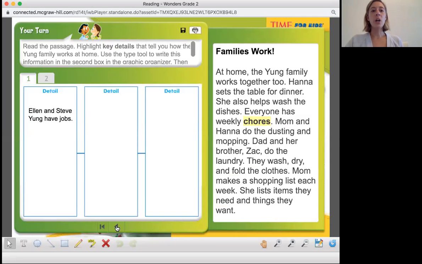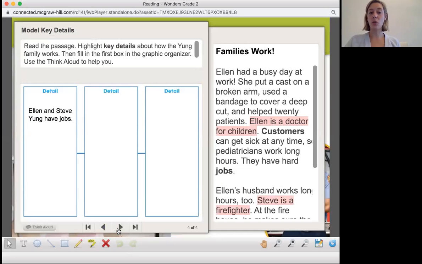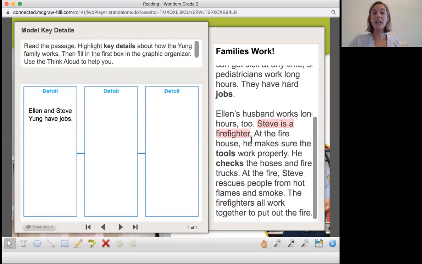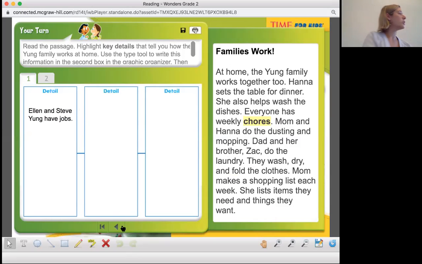All right. So now we're going to talk about how the Young family works at home. We answered this question, which was highlight key details about how the Young family works. Well, we just read that. We didn't need to put something in every single one of these because we already answered it using one graphic organizer box. So now what you guys are going to do is you're going to have your paper. It really doesn't matter which way you want to have your paper. I'm going to do it long ways because it just makes it easier for me.